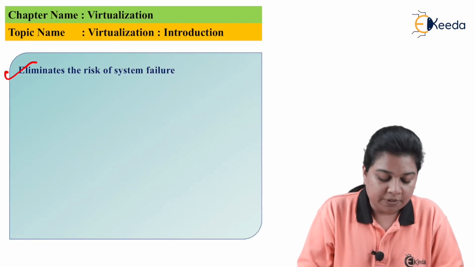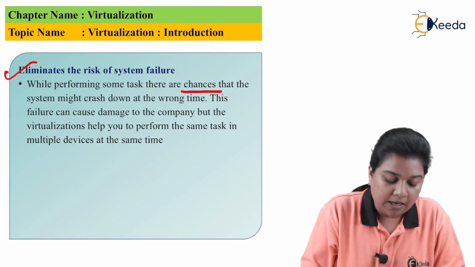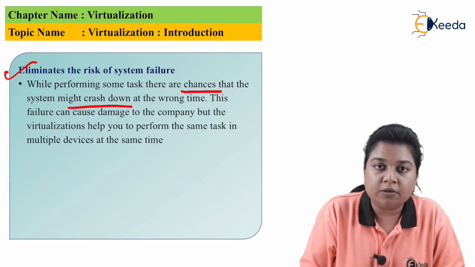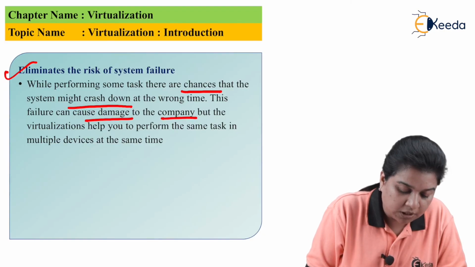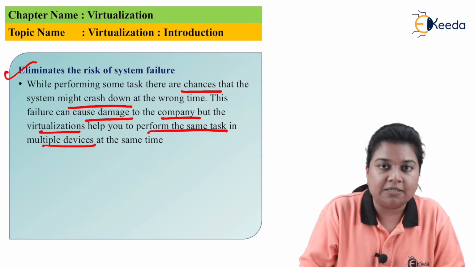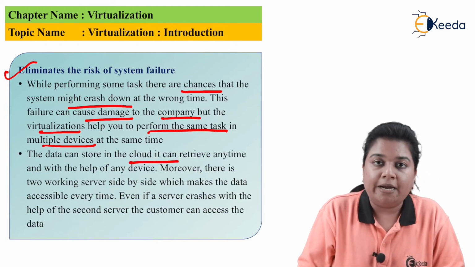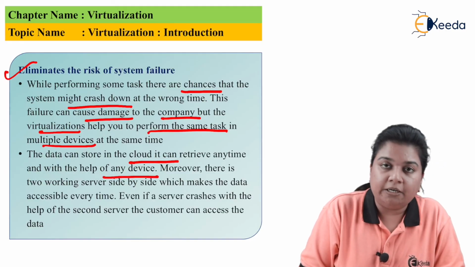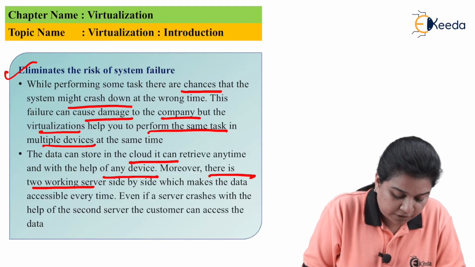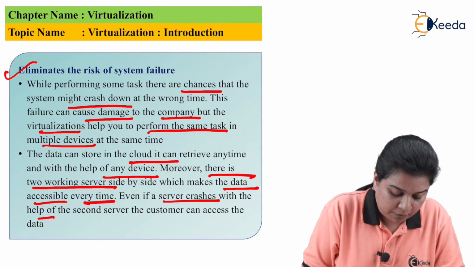Next point is it eliminates the risk of system failure. While performing some task, there are chances that the system might crash at the wrong time. This failure can cause damage to the company, but virtualization helps you to perform the same task on multiple devices at the same time. This data can be stored in the cloud. It can be retrieved anytime with the help of any device. Moreover, there are two working servers side by side which makes the data accessible every time. Even if a server crashes, with the help of the second server, the customer can access the data.